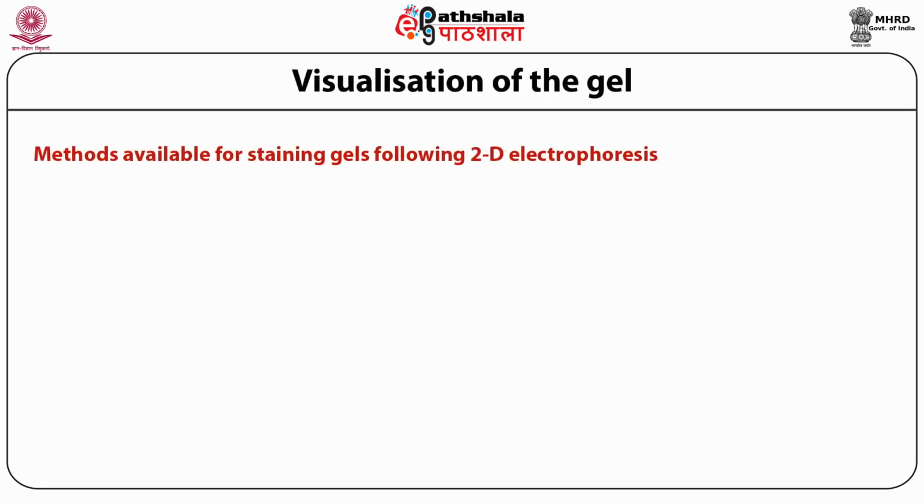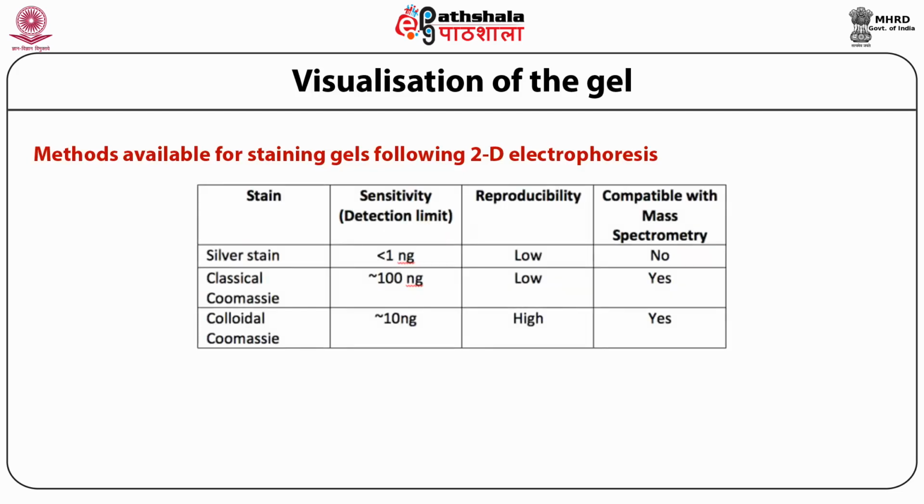After the completion of the SDS polyacrylamide gel electrophoresis, the gels are now taken up for staining. We have a number of options for the staining. For example, we have silver stain, the classical Coomassie, and a modification of Coomassie called colloidal Coomassie. Each technique has its own limits of sensitivity and detection.